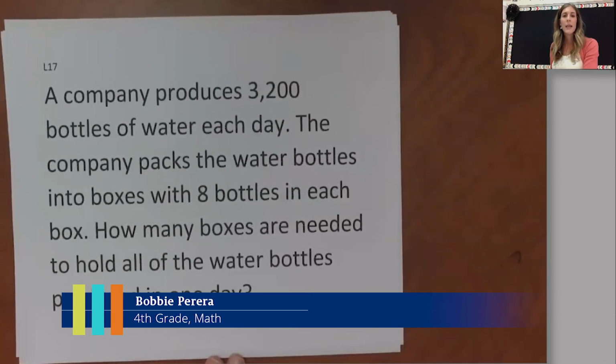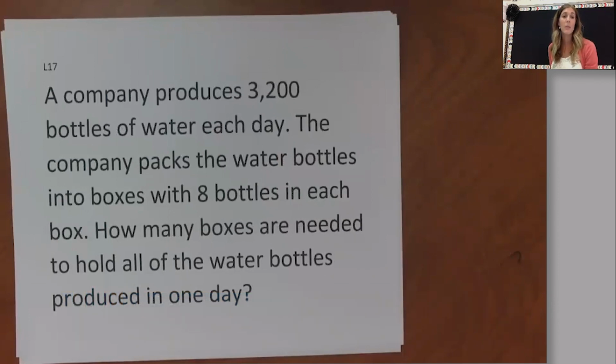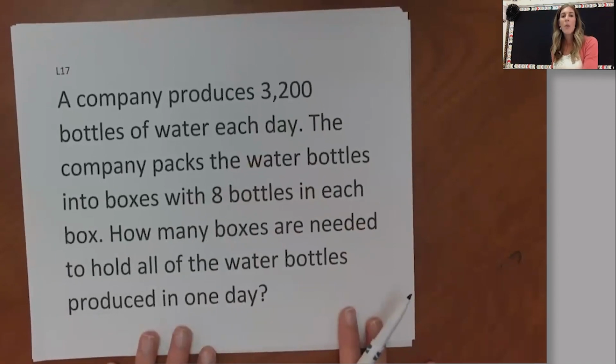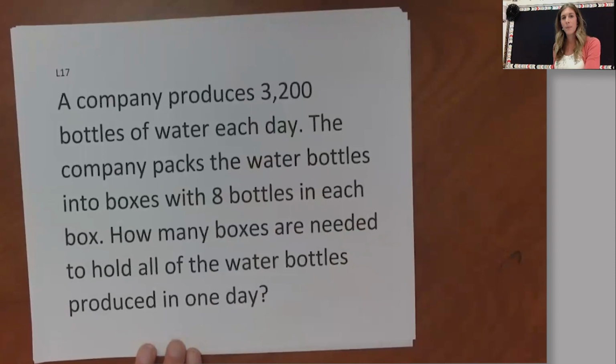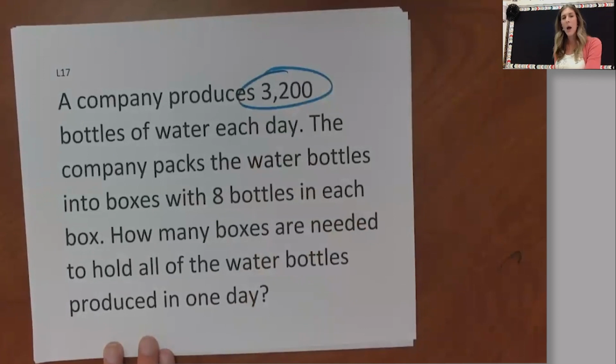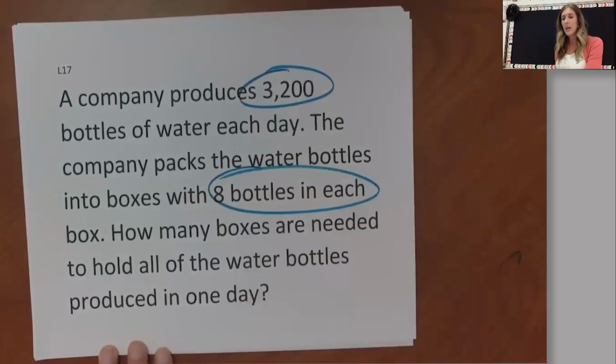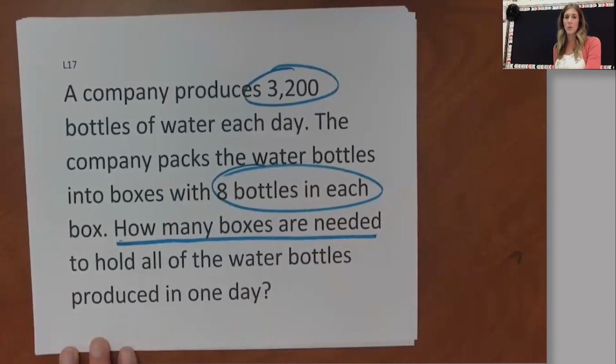A company produces 3,200 bottles of water each day. The company packs the water bottles into boxes with 8 bottles in each box. How many boxes are needed to hold all of the water bottles produced in one day? So let's think about this for just a second. We've got some water bottles being packed into boxes. How many total bottles of water did they have? Correct, 3,200. And they need to put how many in each box? Correct, 8 bottles in each. And so what we're trying to figure out is how many boxes we need.